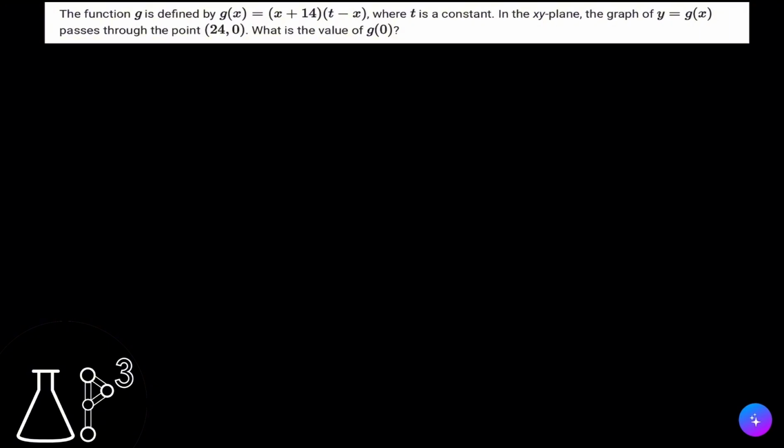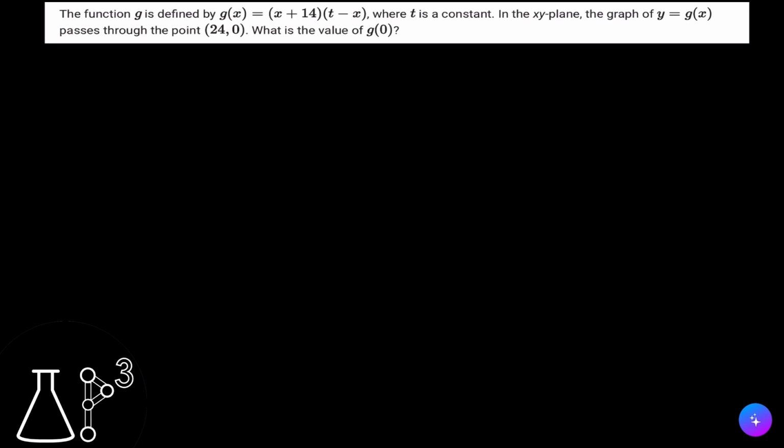Let's do another question. The function g is defined by g of x equals (x plus 14) times (t minus x), where t is a constant. In the xy-plane, the graph of y equals g of x passes through the point (24, 0). What is the value of g of 0?